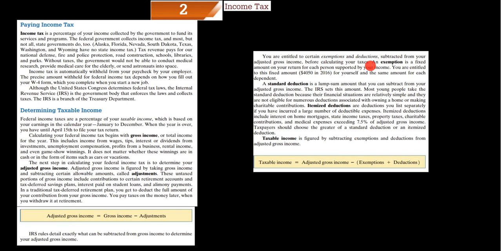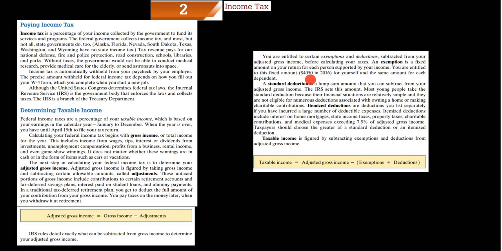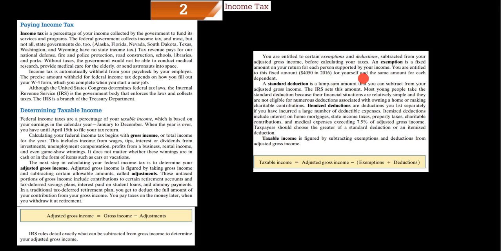Before calculating your taxes, an exemption is a fixed amount on your return for each person supported by your income. You're entitled to this fixed amount. It's $4,050 in 2016, and I think it's for a single filer, obviously, for yourself, and the same amount for each dependent.